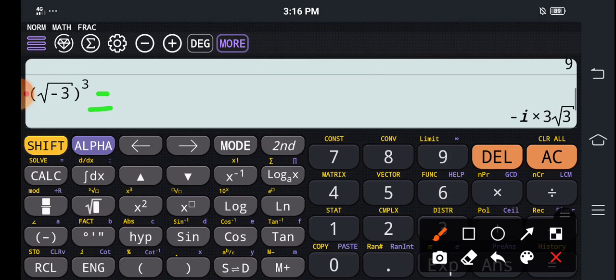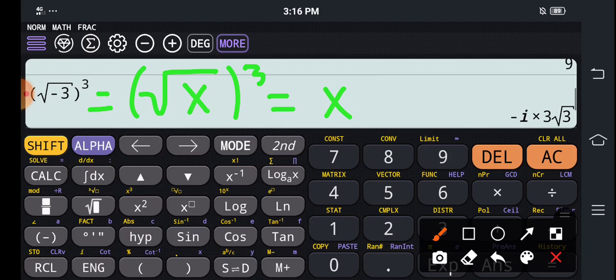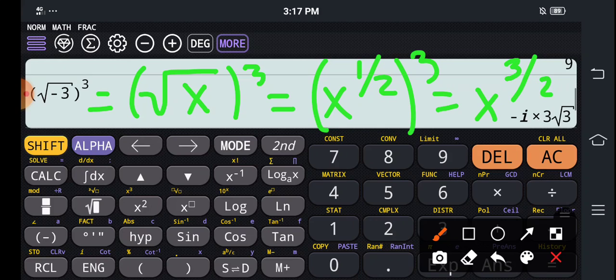So let us recall that if we have, let's say, square root of x to the power of 3, or the cube of the quantity square root of x, this is the same as x to the power of 1/2 cubed, or the cube of x to the power of 1/2, which is also the same as x to the power of 3/2. So all of these are the same. Now let us continue.